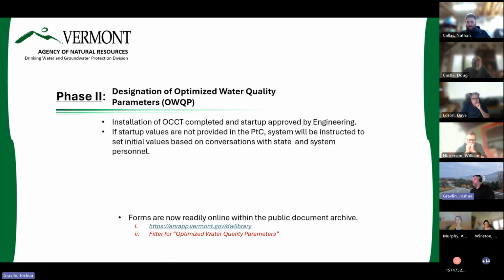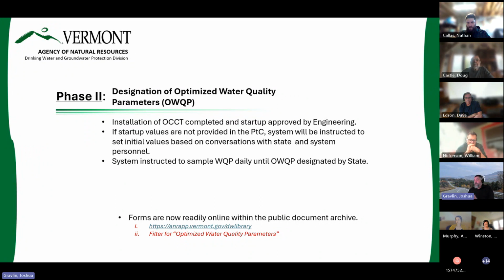But if startup values aren't provided in the PTC, the system will be instructed to set initial values based on conversations with state and system personnel. So I'm going to reach out to you and just kind of talk to Ray, talk to everybody, and just kind of get a feel for what's going on and where the system should kind of start their corrosion control journey once it's been installed. Systems are instructed to sample water quality parameters daily, and those parameters are just dependent upon what kind of treatment they've installed until their optimized water quality parameters are designated by the state.